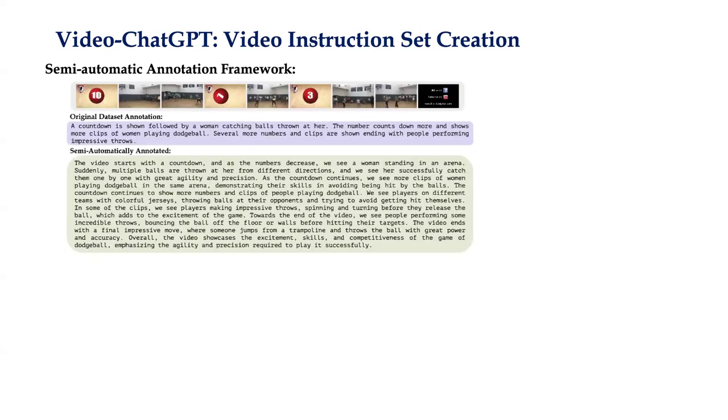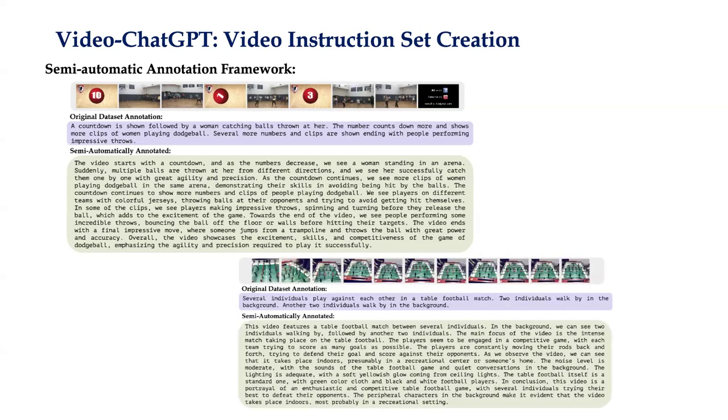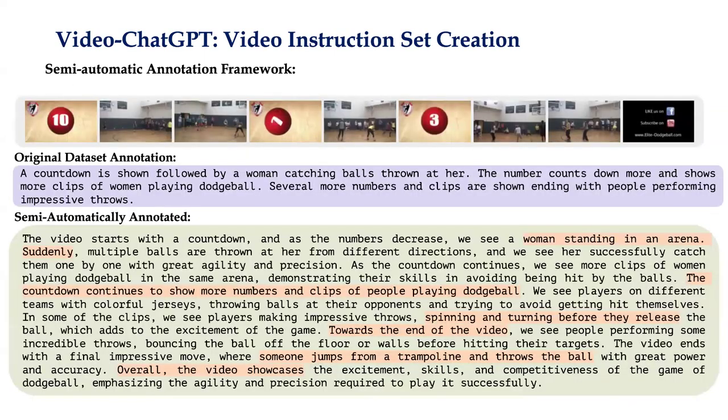So here is the original annotation. This is the semi-automatic annotated one. This is another example. If you look here, as I told you about this one, the woman standing in the arena suddenly, and the countdown continues to show more numbers and clips of people spinning and turning before they release. So those are the new things added with all this.